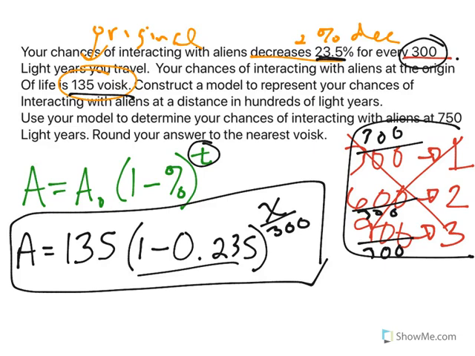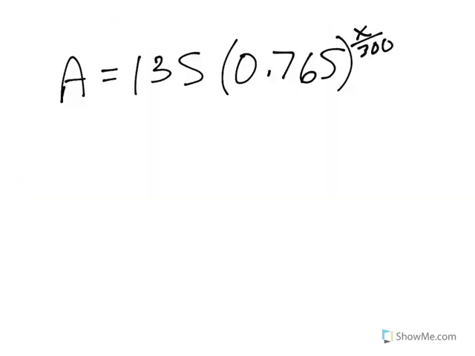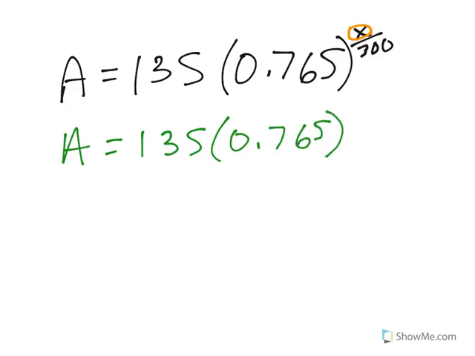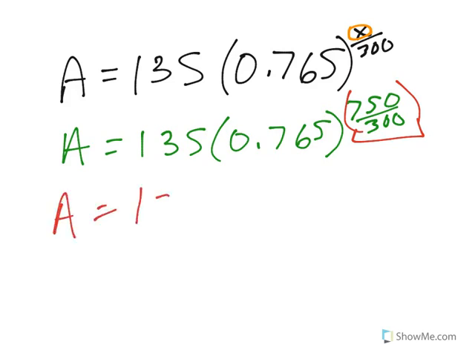So if we go back to our problem, it tells us that we want to know our chances of interacting with aliens at 750 light years. Well, our x value is what's represented in the light years. So I'm going to plug in my 750 light years right there. Depending on your calculator, you can just throw that in parentheses and go with it. If that makes you uncomfortable, because exponents are very tricky when you're talking about using a calculator, go ahead and divide 750 by 300. You get a pretty nice number of 2.5. And then we can just plug this into our calculator.